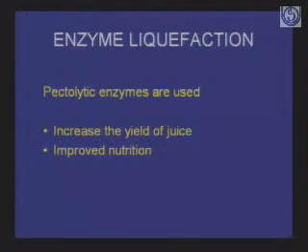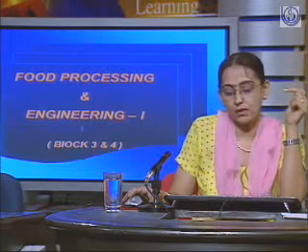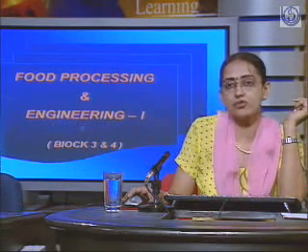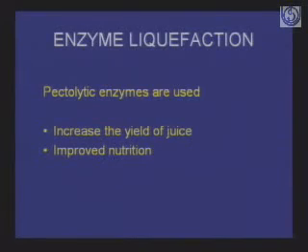Now for extraction of juice, we have used the term enzyme. Enzyme liquefaction is specifically used for increasing the juice yield. Suppose you have a mango pulp. Mango pulp is basically a pulp, but if you want to convert this pulp into a juice, then you have to use certain enzymes. These enzymes are known as pectolytic enzymes. Similarly, if you want to convert banana into a juice, you have to use these enzymes. They help to increase the yield of the juice, and also you get more nutrition in these kinds of juices.